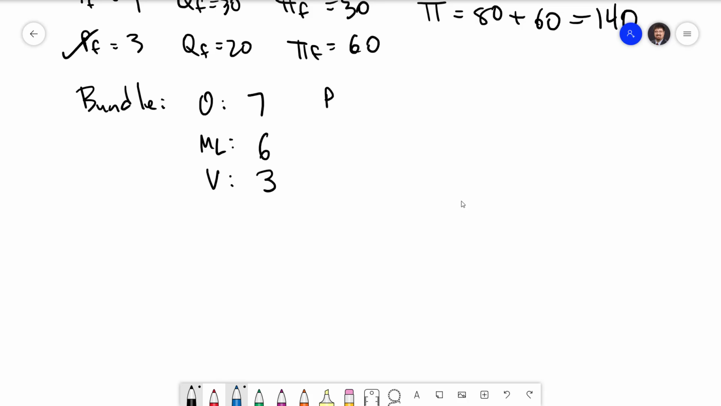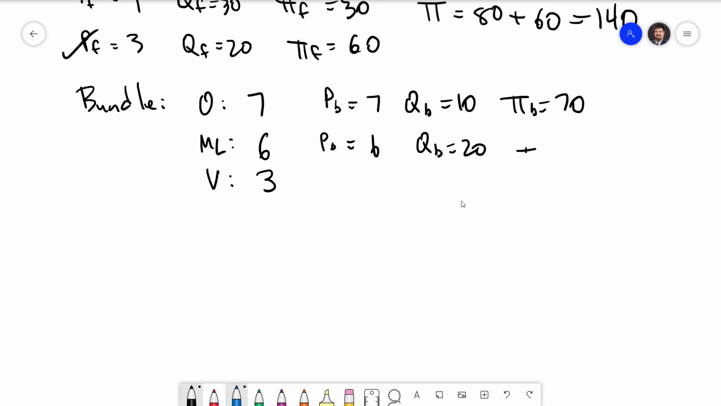If we go with a price of 7, then we're going to sell to just the omnivores, so 10, for a profit of 70. If we price the bundle at 6, we're going to sell to the meat lovers and the omnivores, so we're going to get 20 for a profit of 120. And finally, if we go all the way down to 3, we're going to sell to everyone, 30 people total, and get a profit of 90.